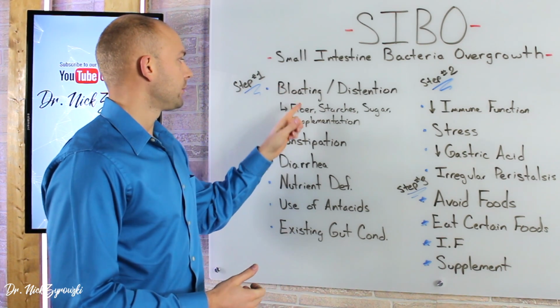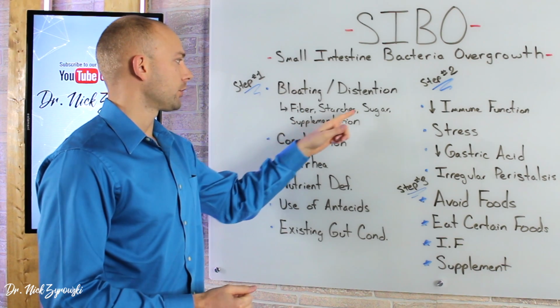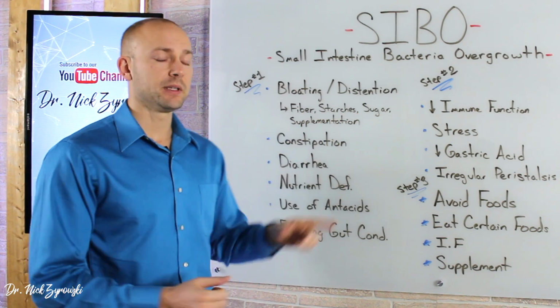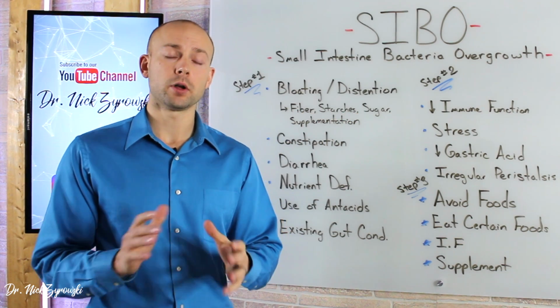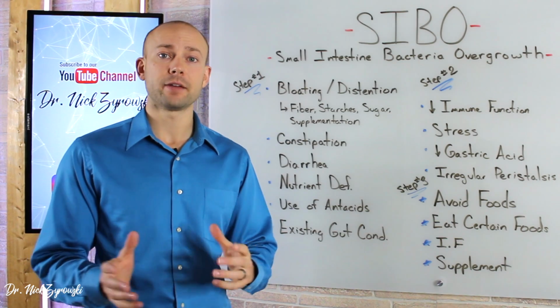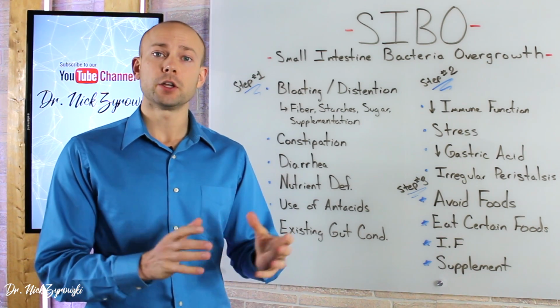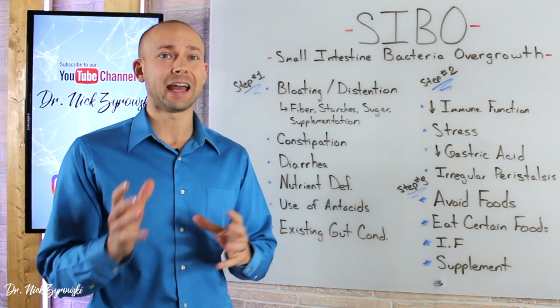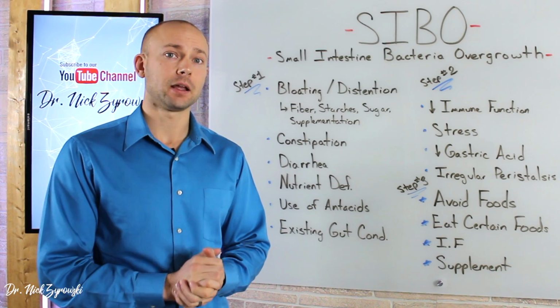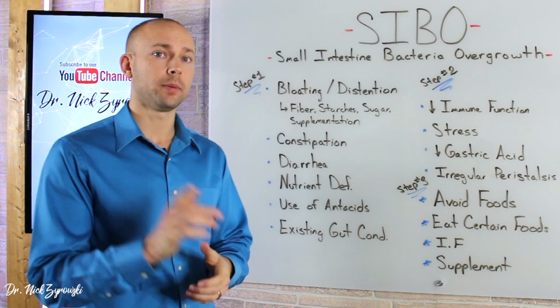And so we have to make sure that we are watching fiber, starches, and sugar, and also supplementation. That's another place that many people go wrong. They find out that they have some small intestine bacteria issues and they jump into supplementation that actually is having a negative effect on them. So we've got to be careful with that. We'll talk more about it in a minute.